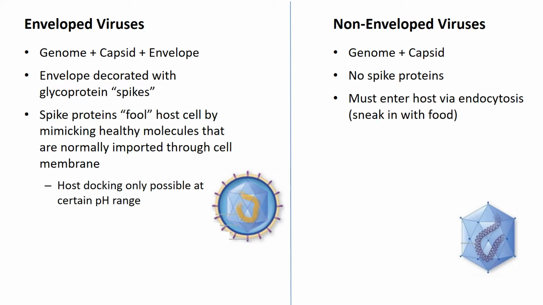Enveloped viruses with these spikes can fool host cells by mimicking healthy molecules that are normally imported through the cell membrane of the host cell. So the function of these glycoprotein spikes of enveloped viruses is to mimic something that the host cell naturally spends its own energy to import.